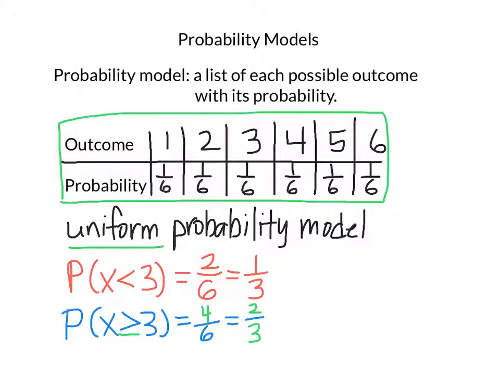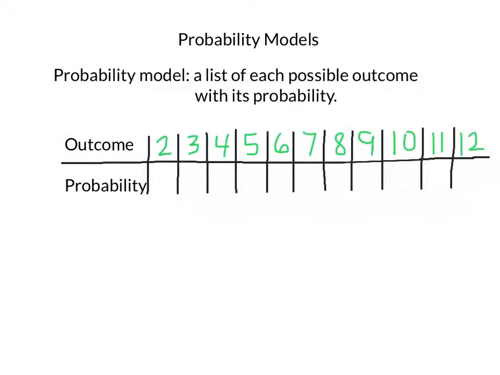So next we're going to do an example of a non-uniform probability model. So let's do a probability model for the outcome of rolling 2 dice and adding the numbers, finding the sum of the numbers. So a sum of 2, obviously there's no sum of 1 because the lowest you can roll on each die is 1 and 1. So there is 1 out of 36. For 3, there would be 2 out of 36. For 4, 3 out of 36. 5, it would be 4 out of 36. 6, there are 5 ways to get that sum out of 36.